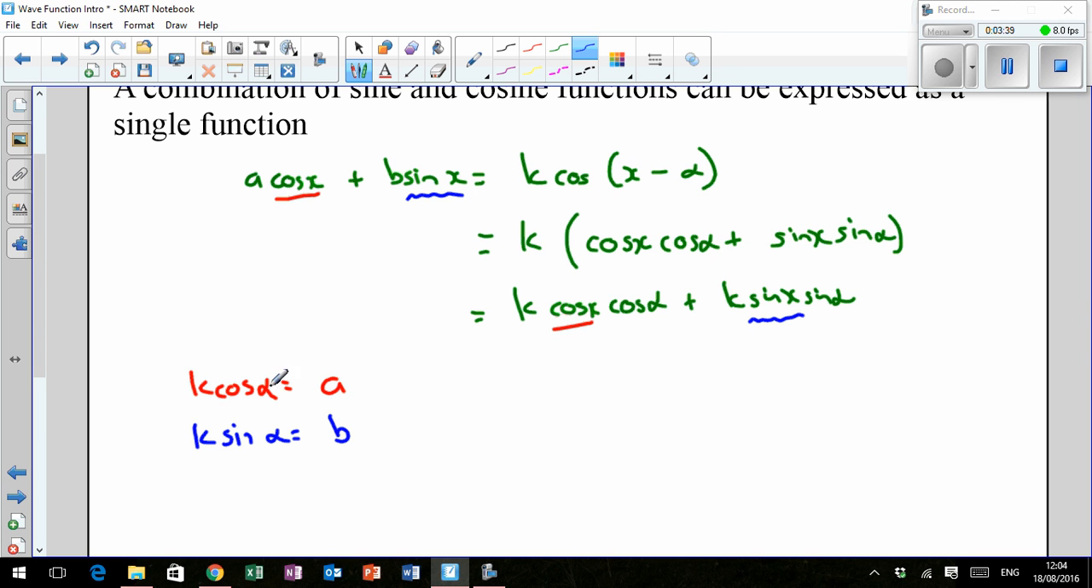Now what we're going to do here, just to prove how to get k, is we're going to do a squared plus b squared.